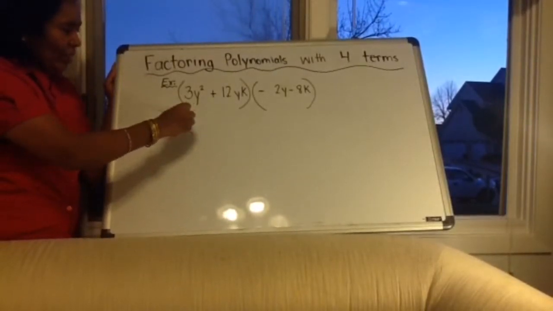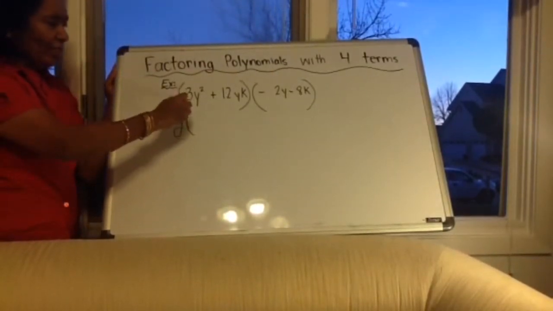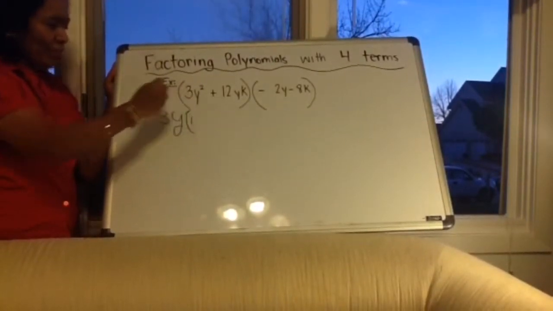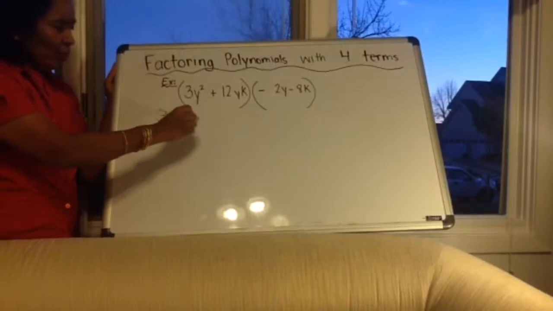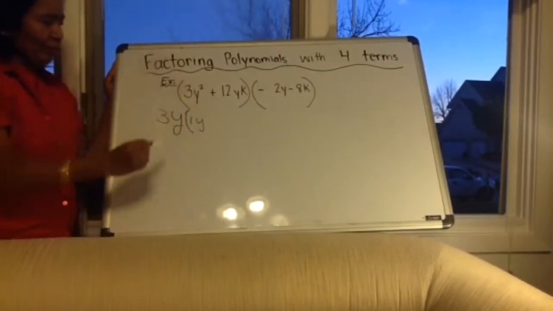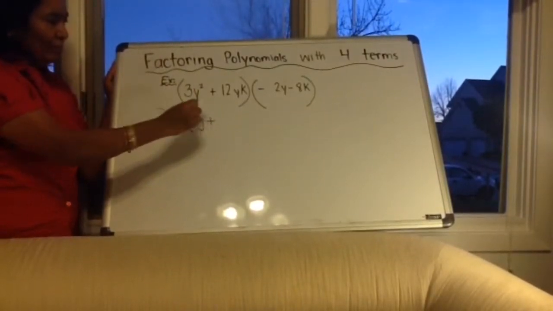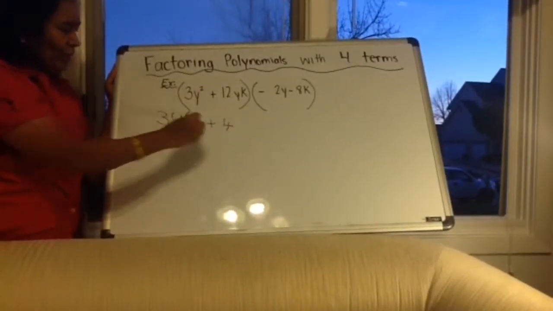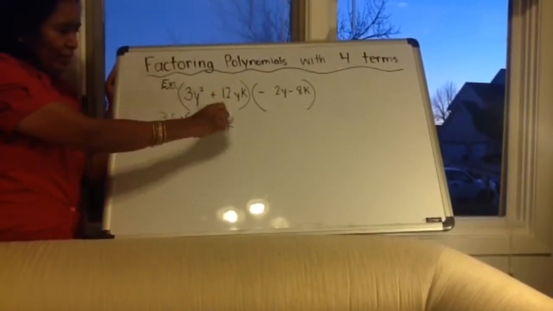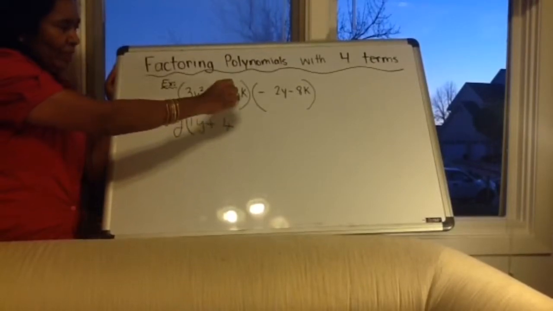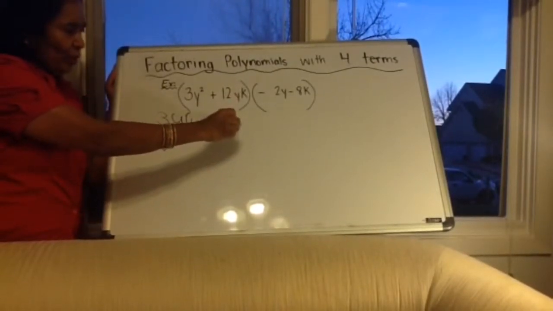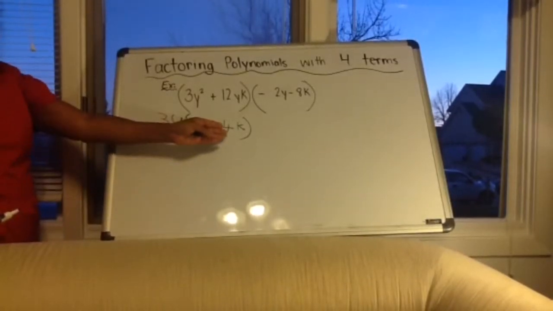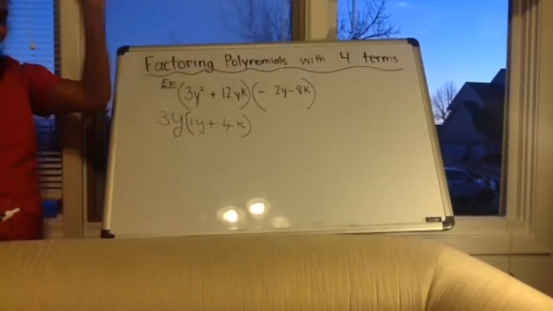Now, 3y times what is 3y squared? 3 times 1 is 3. Y times y is y squared. Bring the plus sign. 3 times what is 12? It is 4. This y is right here, so do not put anything. There is a k, so make sure you put the k right here. 3y times 4k is 12yk.